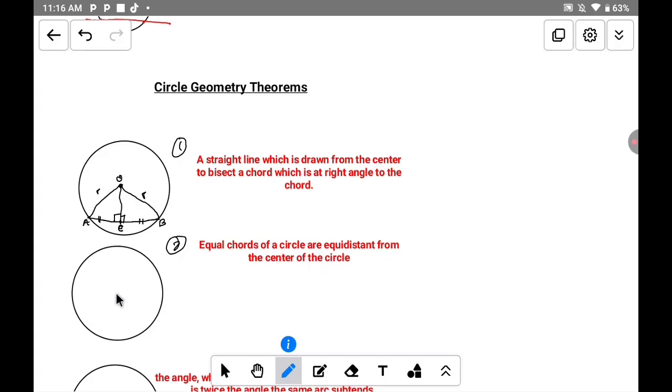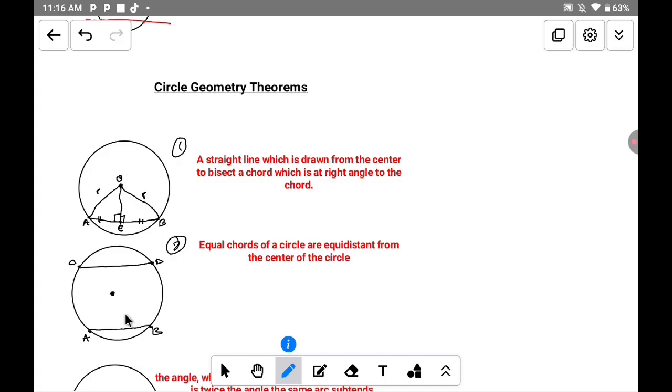So let's say that this is the center of the circle. We have a chord here, this point A to B is a chord, and we also have another chord, with this point here being point C and this point here being point D.